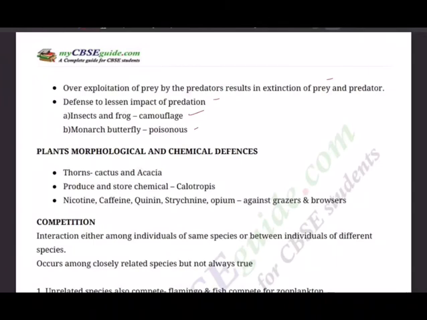And then plants have morphological and chemical defenses, like cactus and acacia developing thorns so that the cattle can't eat them because of the presence of thorns. That's self-defense. They also produce and store chemicals like calotropis. Poisonous chemicals will be there in the cytoplasm of the calotropis, so naturally the cattle can't afford to eat that. And then some of them even have drugs: nicotine, caffeine, quinine, strychnine, opium. These are against grazers and browsers.